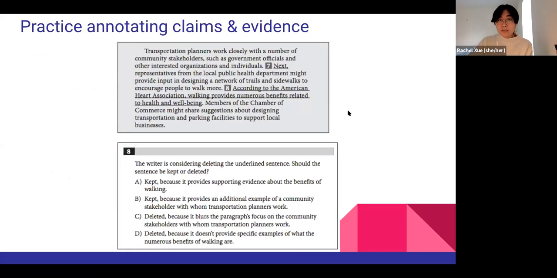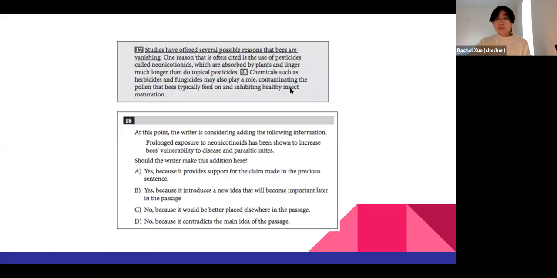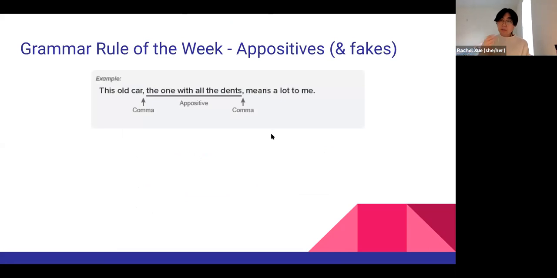So I have some practice passages here that you can work on in your groups with your tutors. And also, I don't know if I have a lot of time for this, so maybe you can do this in your groups as well, but I wanted to tell you guys about appositives as just a small grammar rule for the week. So this is when there's a phrase that's in between two commas, and it's a phrase that if you deleted it, it would still work. So this old car, the one with all the dents, means a lot to me. If you crossed out the one with all the dents, you could still read it and it would be this old car means a lot to me.